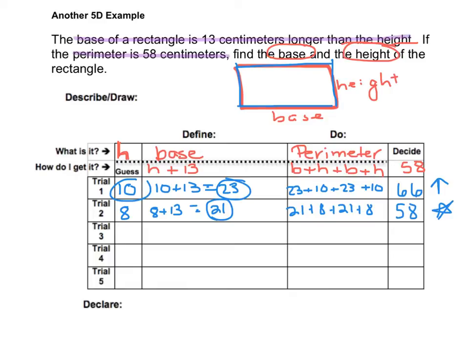Now you need to pay attention to your teachers. Some teachers are going to say they want you to do 3 trials at the beginning just to be sure, so I'll do another one. Let's pick 5. If my height is 5, 5 plus 13 is 18, and then 18 plus 5 plus 18 plus 5. Notice I'm going to do 10, 5 plus 5 is 10. 18 plus 18 is 36. 36 plus 10 is 46, and that was too low. Still, I've got my answers right here.